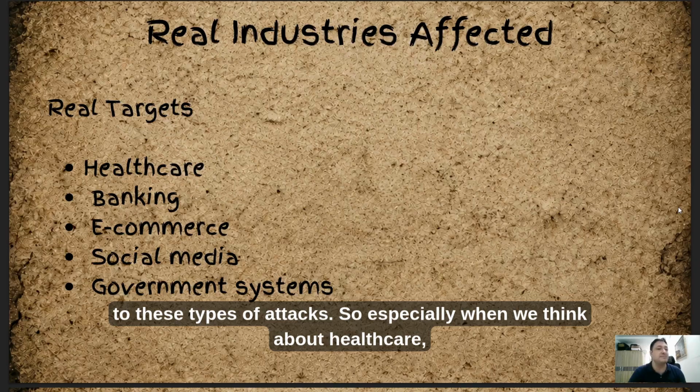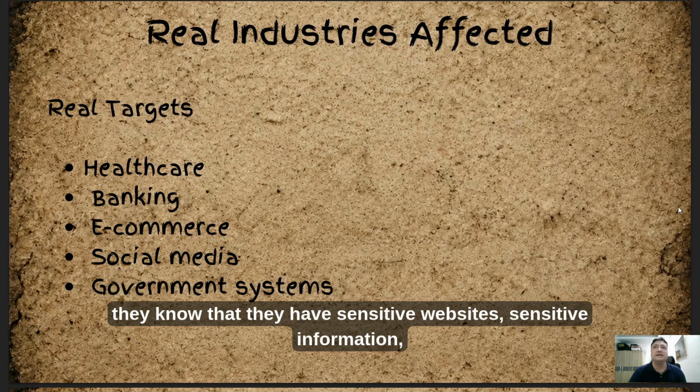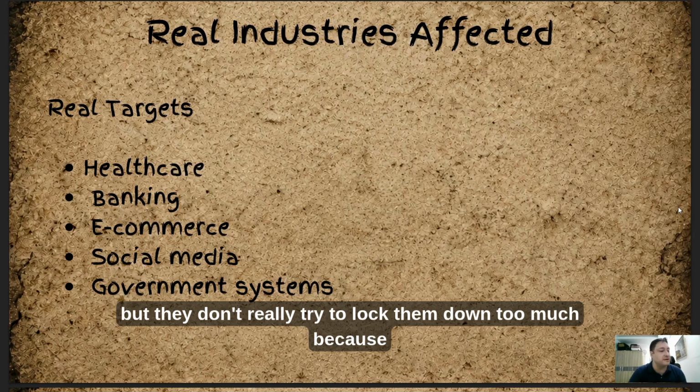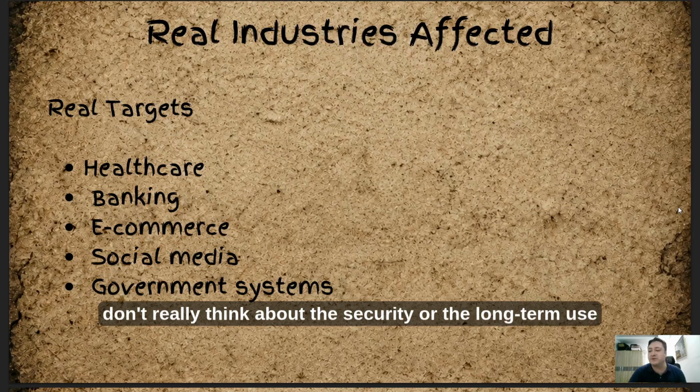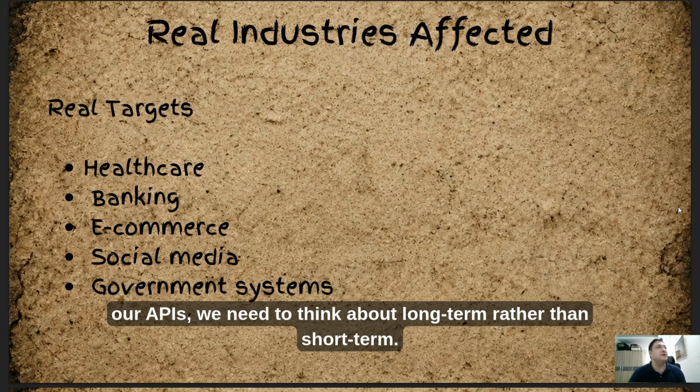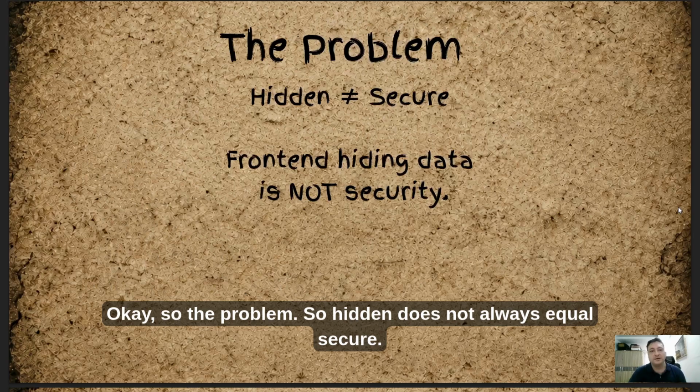Especially when we think about healthcare, they know that they have sensitive websites, sensitive information, but they don't really try to lock them down too much because it's hard to lock these things down. I think a lot of times when we look at our developers, they're trying to do their best, but they don't really think about the security or the long-term use of these websites. So reality is I think when we're building our websites, our APIs, we need to think about long-term rather than short-term.